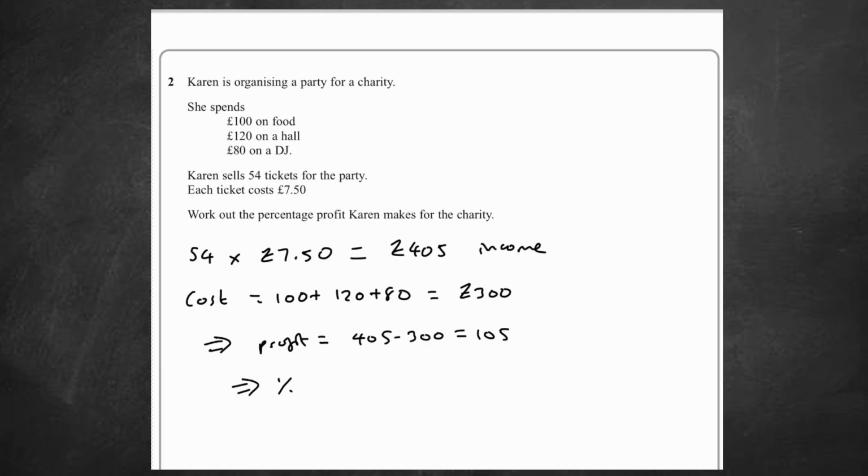And therefore, her percentage profit is going to be 105 divided by 300, which again I will do on my calculator, and we get 35%.